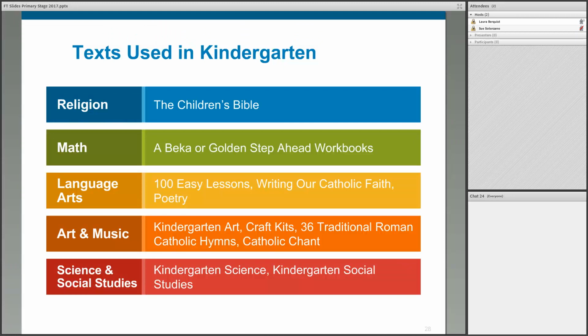I want to mention art and music. We have the kindergarten art book, which, as I said, has beautiful pictures. We recommend various craft kits, particularly from Illuminated Crafts, I think, Illuminated Art. The 36 traditional Roman Catholic hymns, and then Catholic chant. What I want to mention about the craft kits is that in order to produce a craft well, you have to sequence. So it fits really well with our methodological goals.